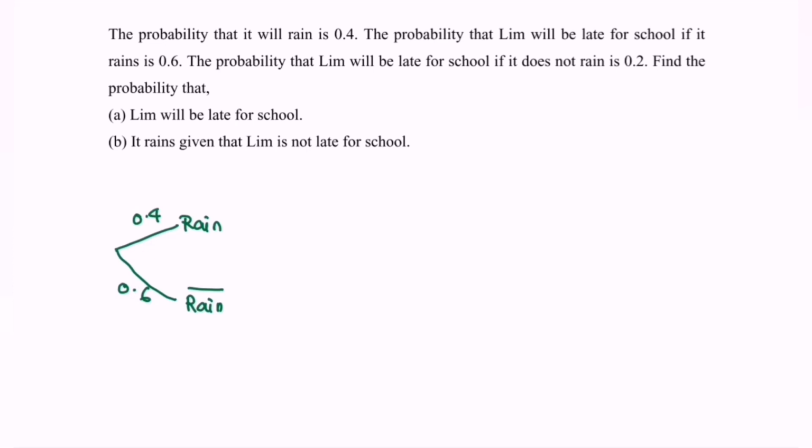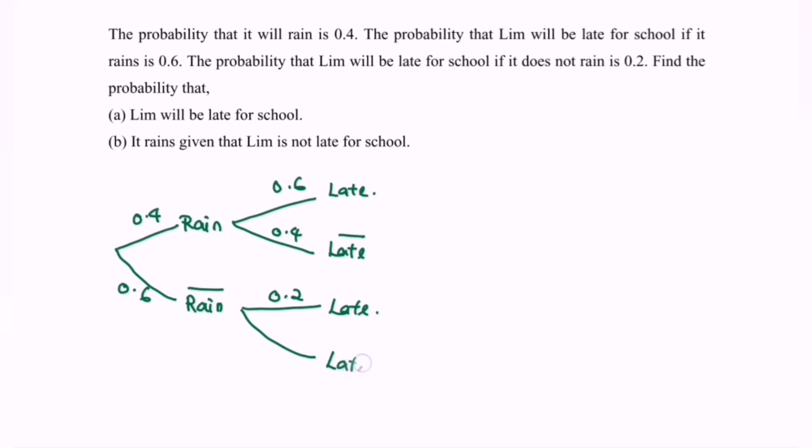Next, the probability that Lim will be late for school if it rains. So here we have the situation late, and the probability will be 0.6. Next, we have late complement, so the probability will be 0.4. The probability that Lim will be late for school if it does not rain is 0.2. So the situation late, the probability is 0.2. Next, we have late complement, and the probability will be 0.8.